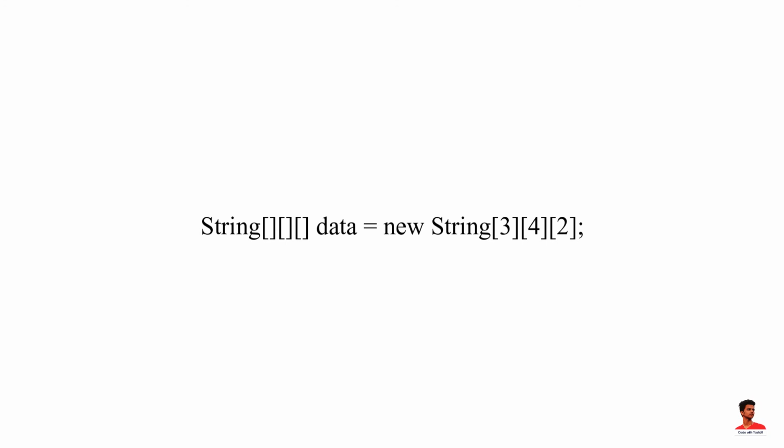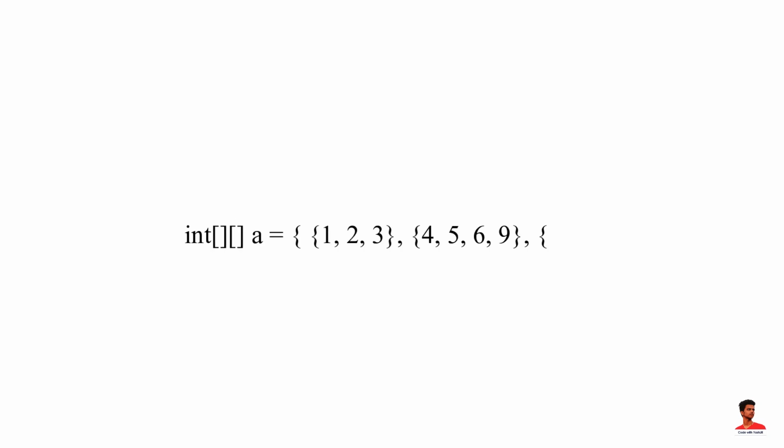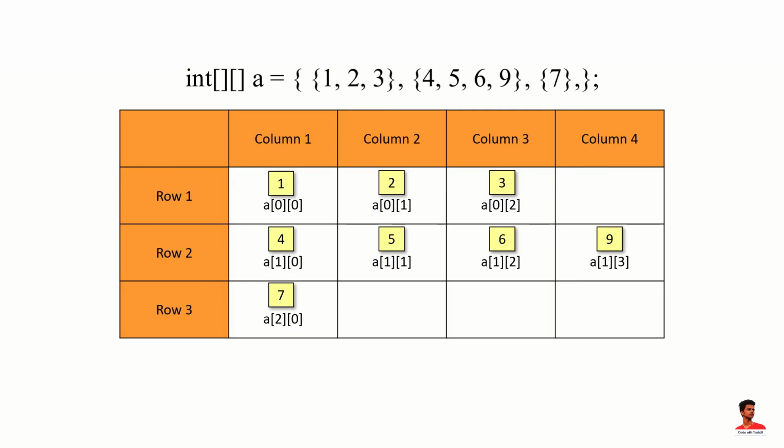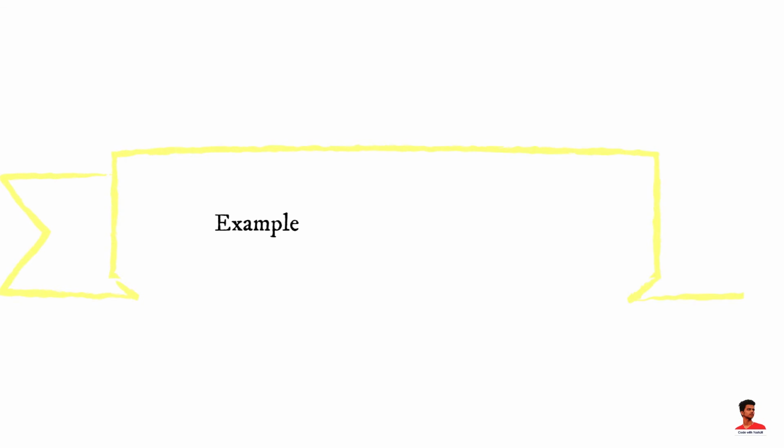How to initialize a 2D array in Java? Here is how we can initialize two-dimensional array in Java. As we can see, each element of the multi-dimensional array is an array itself. And also, unlike C or C++, each row of the multi-dimensional array in Java can be of different lengths. Let's take an example.